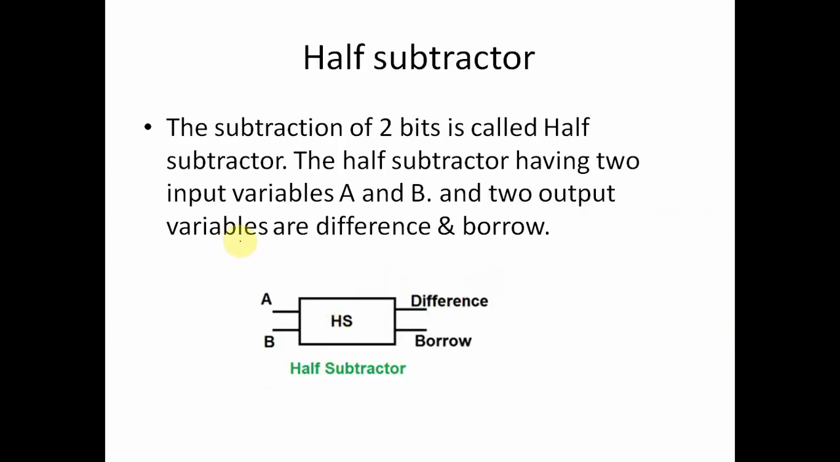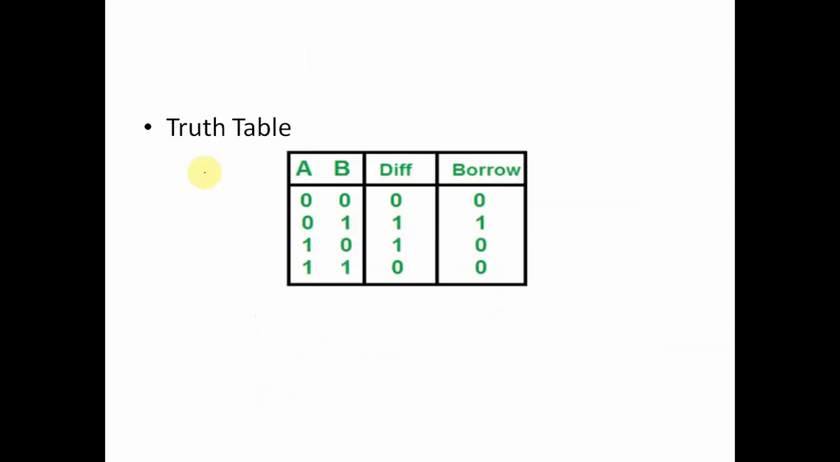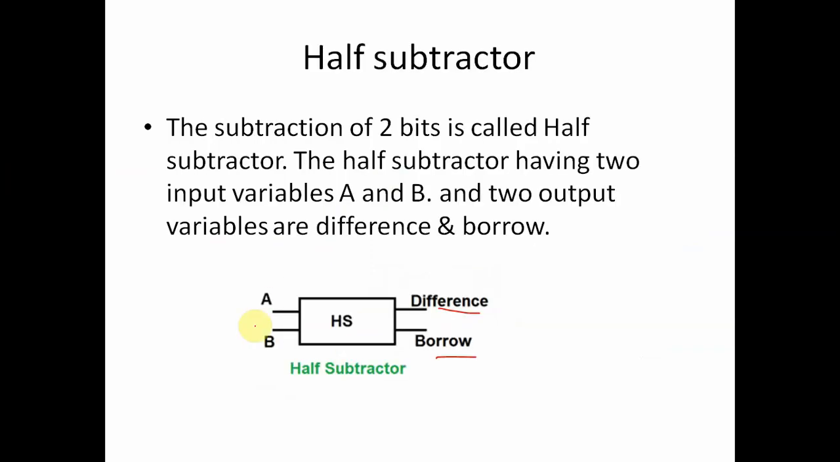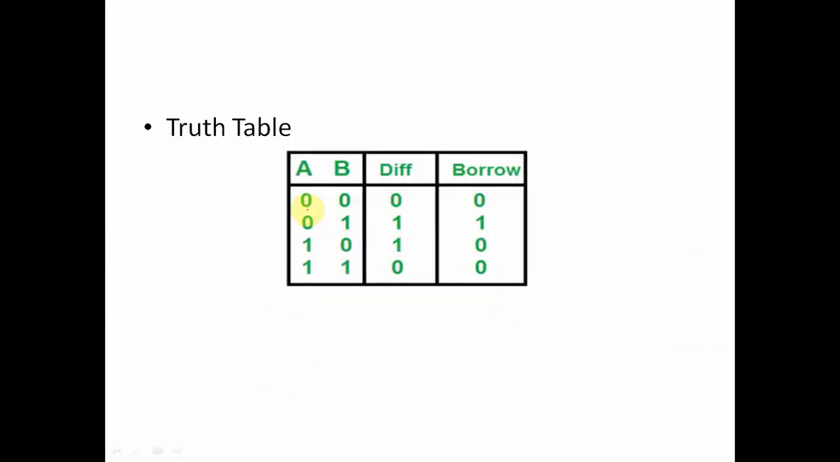Now we will study the half subtractor. Half subtractor is basically used for subtraction of two bits. Here there are two inputs A and B and two outputs, difference and borrow. These are the two outputs. This is the truth table of the half subtractor. How many inputs are there? Two inputs. So how many combinations? Four combinations: 0 0, 0 1, 1 0, and 1 1.